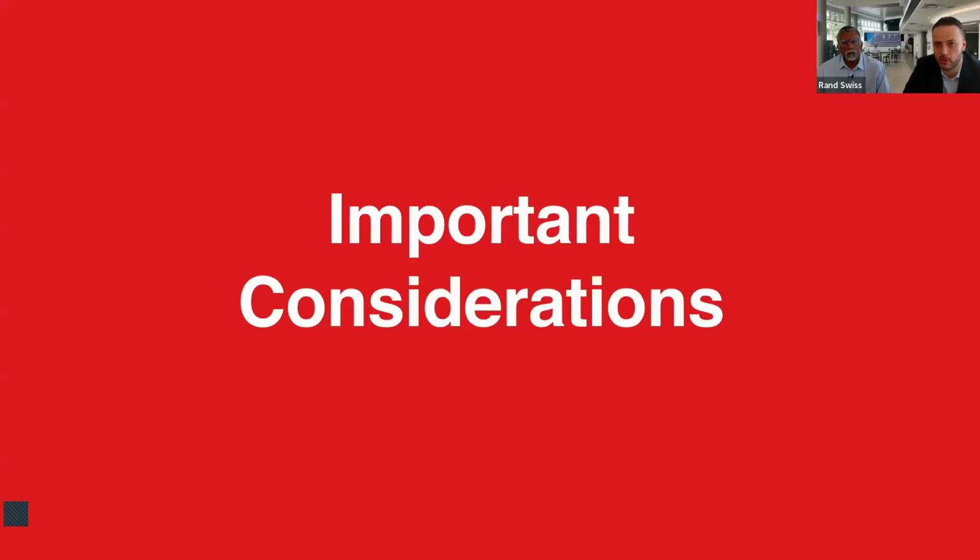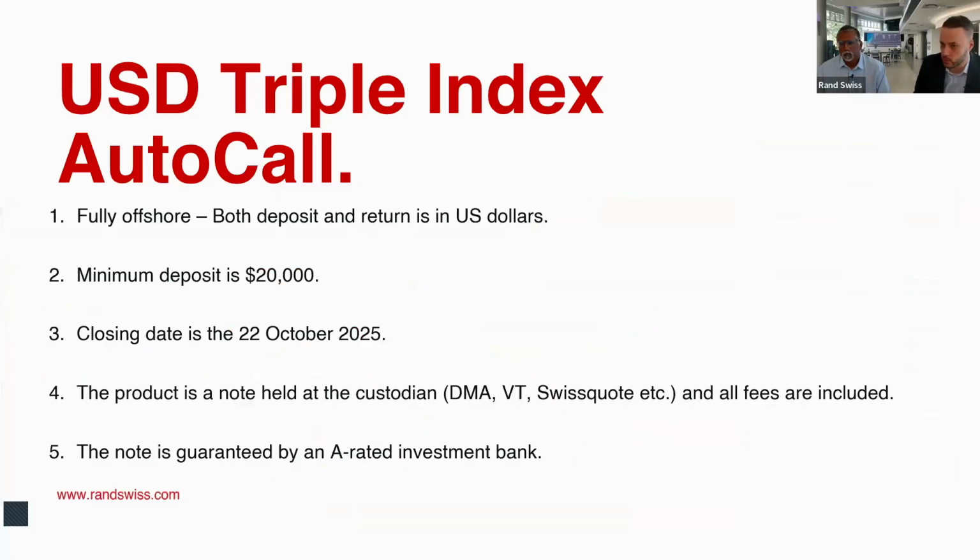So some important considerations about this. Like I said, this is a US dollar product. The minimum deposit on the product is $20,000. The closing date will be 22nd of October. So I'm probably going to strike on the Friday, but applications have to close on the 22nd because we've got Nikkei as one of the underlying indices. I've got to almost book that the day before, just because of the trading hours in Japan. So it's going to be a hard close.